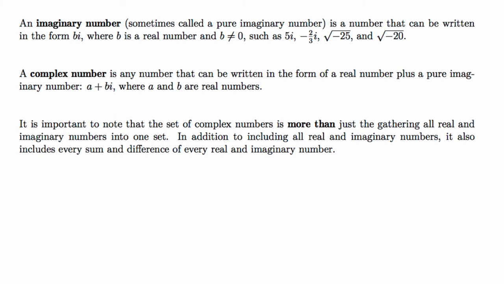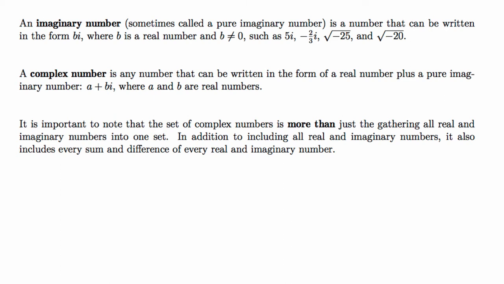Now imaginary numbers and real numbers are kind of counterparts. Together they live sort of side by side, and they help form a system called the complex numbers. Complex numbers are numbers that are written as the sum of a real number and an imaginary number. But it is important to note that the set of complex numbers is more than just the gathering of all the real numbers and imaginary numbers. It's actually including every real and imaginary number that could possibly be added or subtracted.